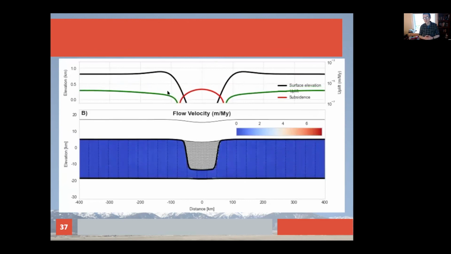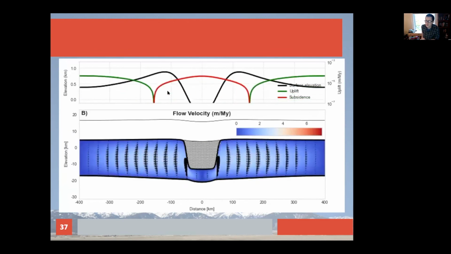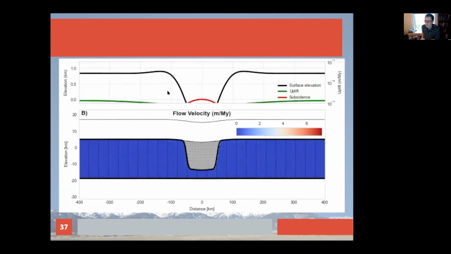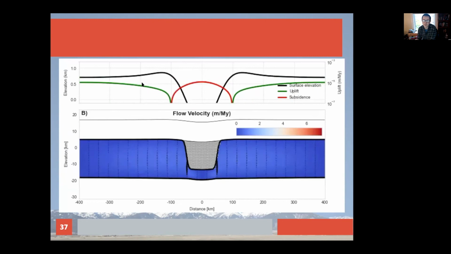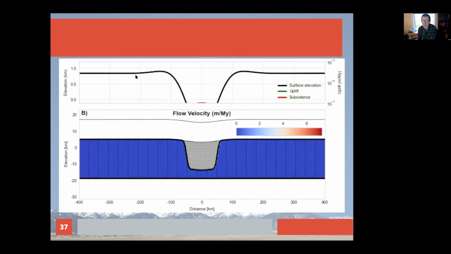In a time evolving sense, that looks something like this. This particular model doesn't have a very strong elastic upper plate, so those flexural bulges are relatively small, but you still get the sense here that you develop these flexural bulges that sort of stabilize with time. They don't just diffuse away in a kind of viscous sense.